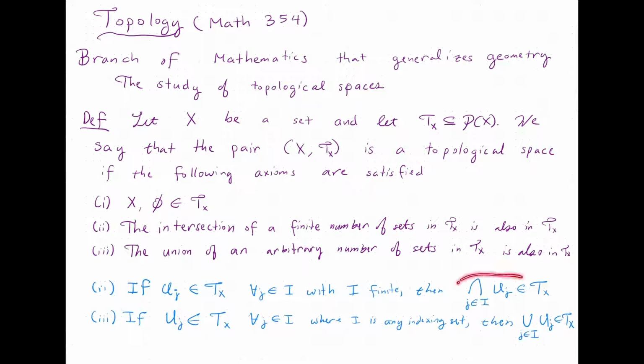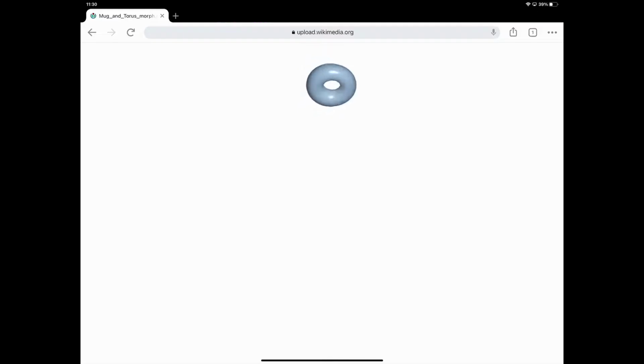And just as before, we now have that the union, as we range over all those j's in the indexing set I, of the U sub j's, that is back a now of T sub x. So what we just discussed is what is done in the first couple of lectures in topology.